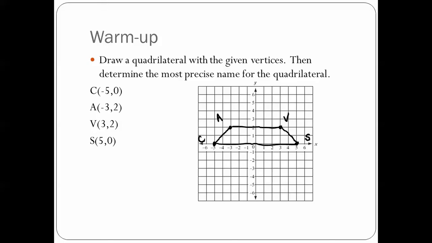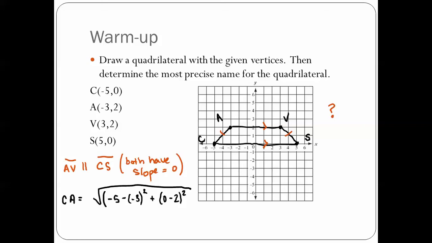If we wanted to prove it was a trapezoid, it just has to have one pair of parallel sides, which it does. AV is parallel to CS because they both have a slope of 0. We also want to check and see if AC is the same length as VS. So for that, we'll use the distance formula.